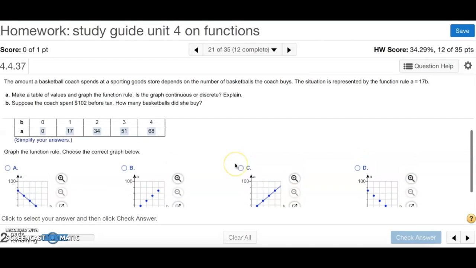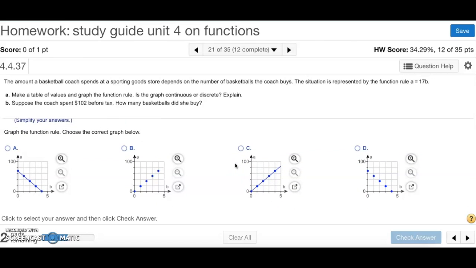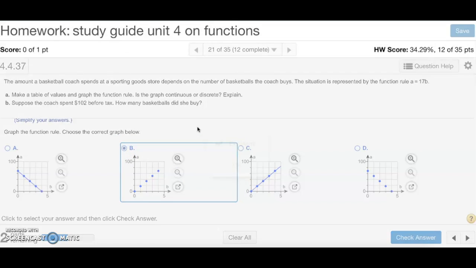Now our graph is going to be increasing, so that tells me it can't be A or D. Now the difference between B and C is that one is continuous and the other is not. The line going through it means it could be a point in between the whole number points. Now the situation involves us buying basketballs. We can't have 0.5 of a basketball. You can only have whole number basketballs. So that means our choice is going to be B because that represents whole number coordinates. So B is going to be the graph.